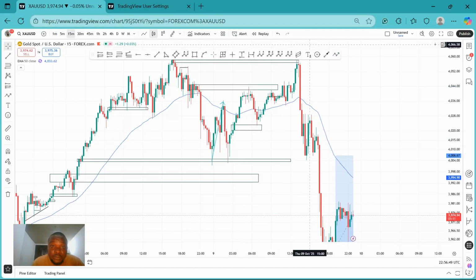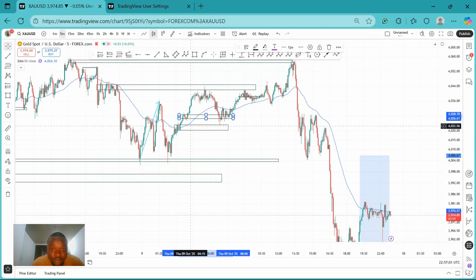So I was expecting that the price is going to respect this other block over here, but it never did. But when you come to the 5 minute time frame, you realize that there was another block around here that the price actually respected. After the price touched this other block, it now went up. After going up, it retraced a little bit. Then it now broke out.